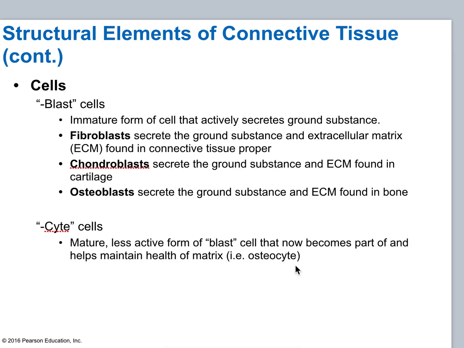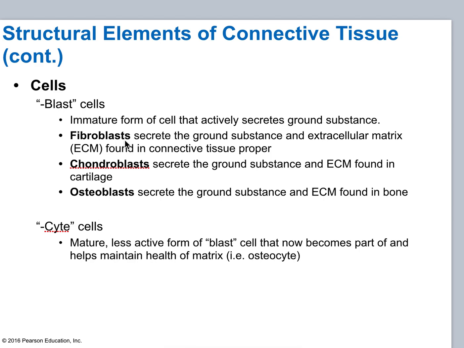And the third thing that connective tissue has is cells. There are certain cells that are common in connective tissue. In this slide, I talk about blast cells and cyte cells. What I mean by that is blast is the suffix. Under the blast cells you see here, I have fibroblasts, chondroblasts, and osteoblasts. These blast cells are the immature form of the cell that secretes the substance that eventually becomes the ground substance. So this basically lays out the substance that's going to harden and form the ground substance between the cells.